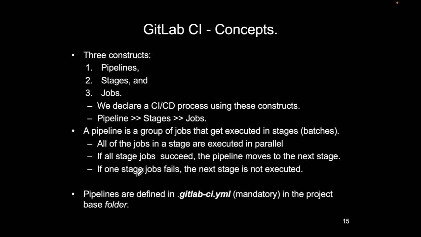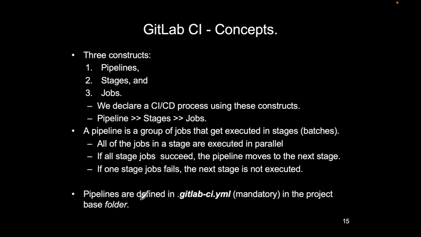If one stage job fails, then the entire pipeline is deemed to have failed. So when we trigger our CI/CD pipeline, if any job in that pipeline fails, then the entire pipeline is deemed to have failed, and it won't execute any of the jobs after the failed one in the pipeline.